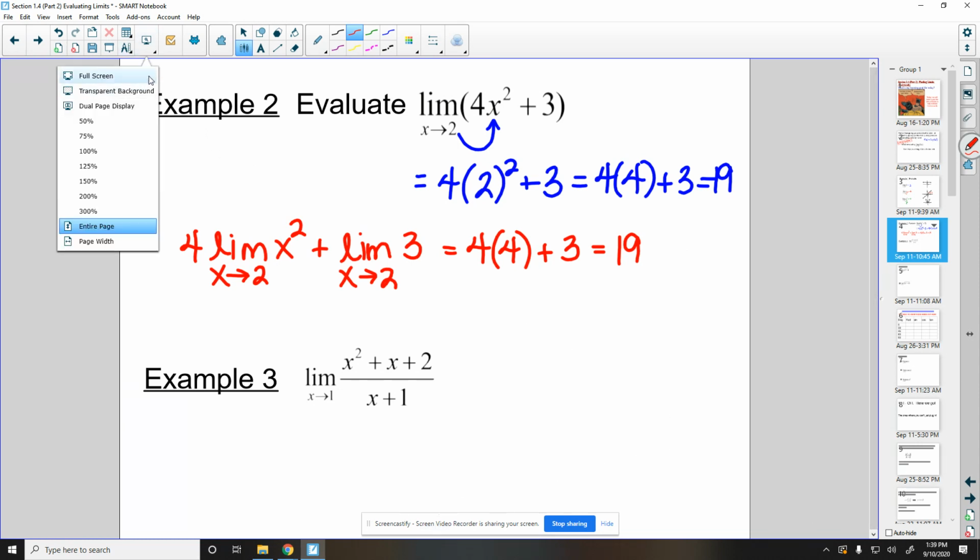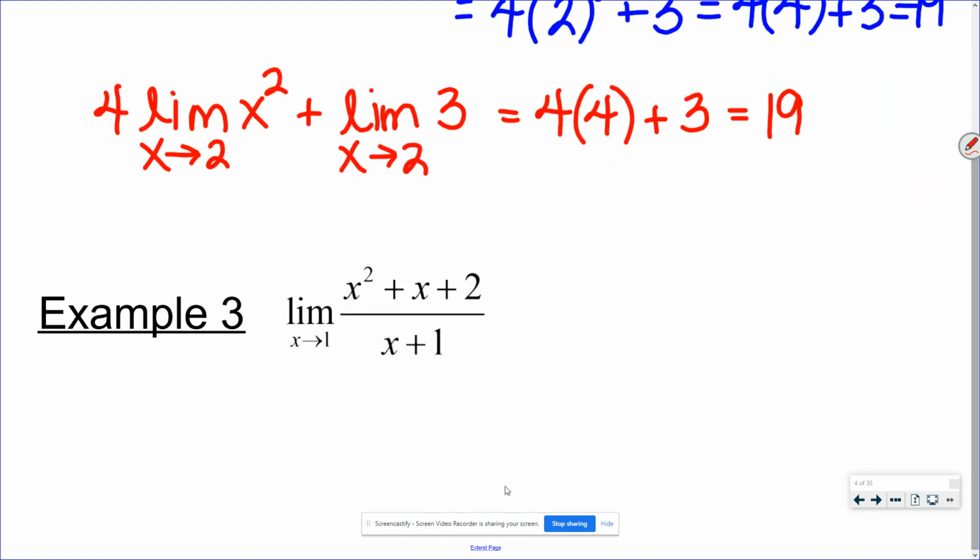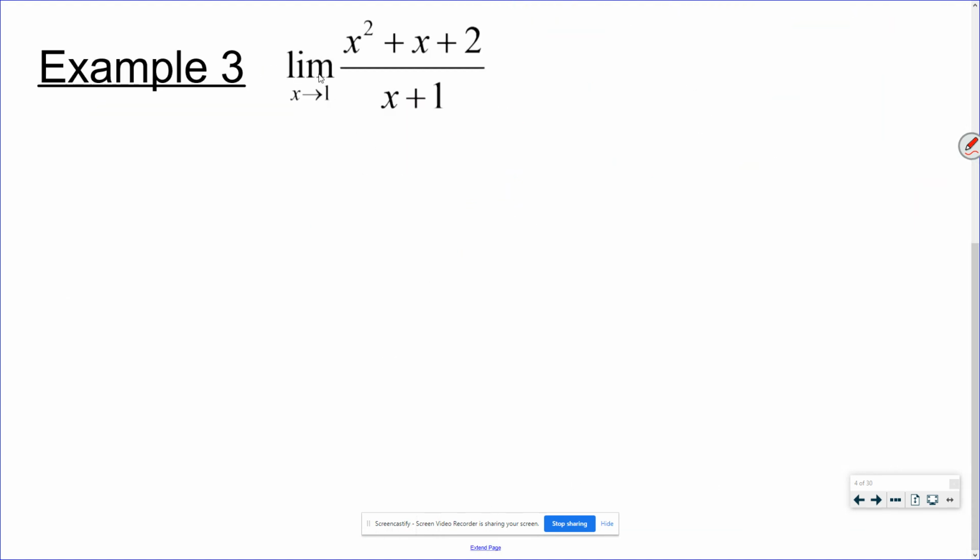So let's look at example 3. Example 3 is another one where we're going to just try to plug and chug, and if we get an answer, then we know that the limit is equal to that value. So I'm going to plug in 1 everywhere that I see an x. On the top, I would get 1 plus 1 plus 2. So 4 over 2, which is equal to 2.